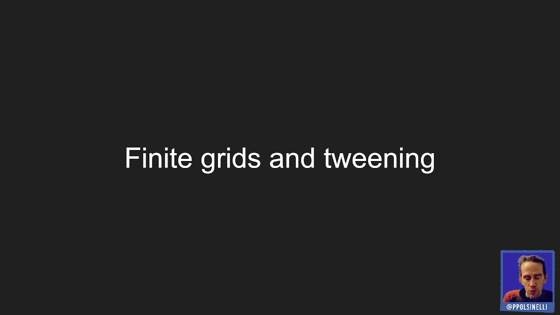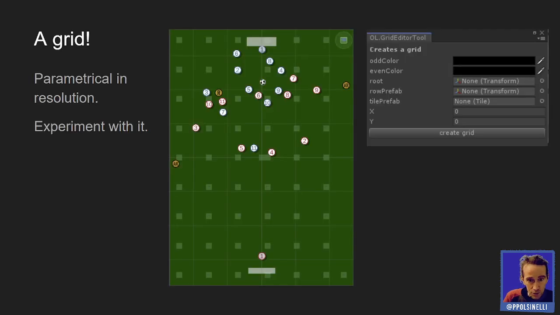Okay, so once you have time under control, you need also to control space, and you can do this by creating grids. Okay, so this is a very rough model I did for football drama.